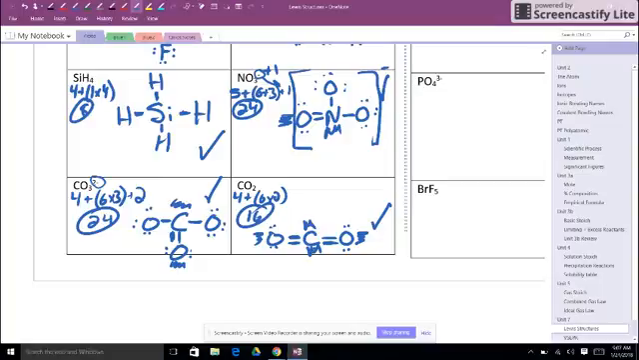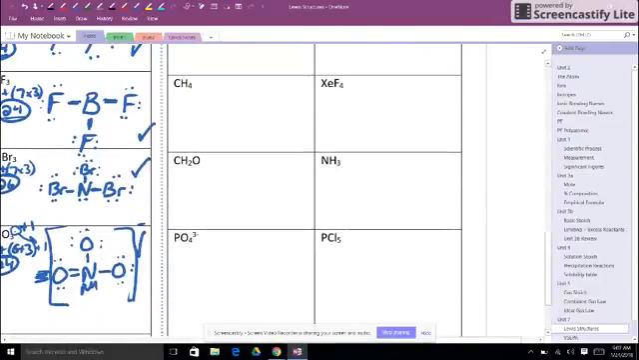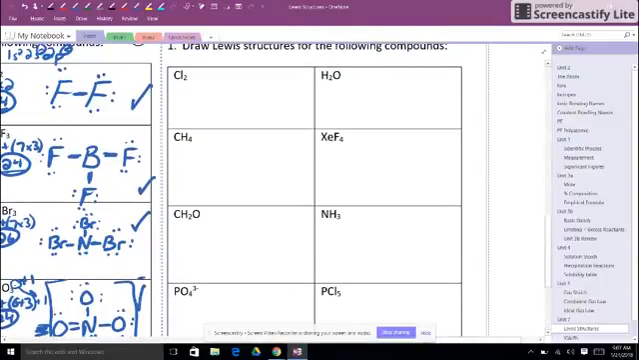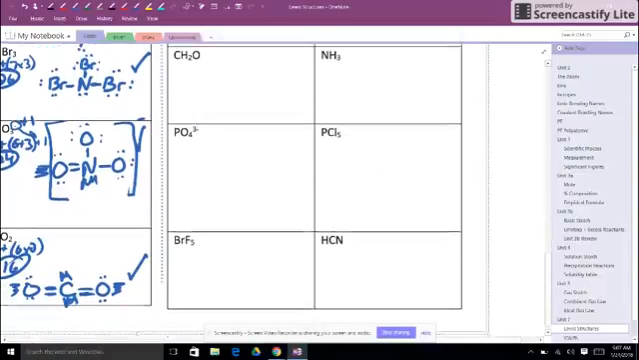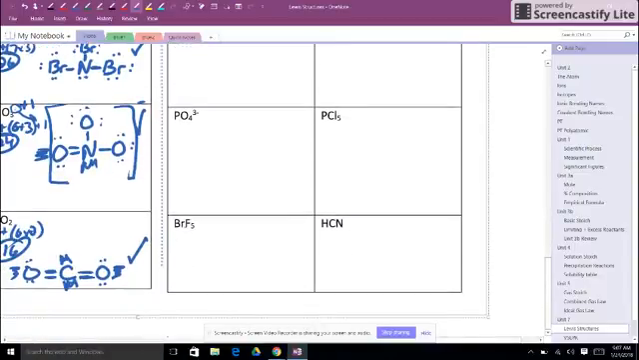Okay, now I got time for a couple more examples, and I want to focus on some of the different ones. Let's try this BrF5, this bromine pentafluoride. Now, bromine has 7 valence electrons. Fluorine's got 7 times 5. So we end up with 42 in this molecule.